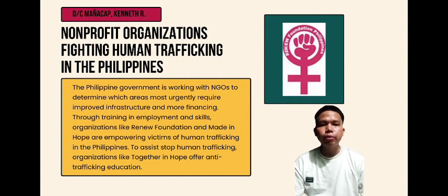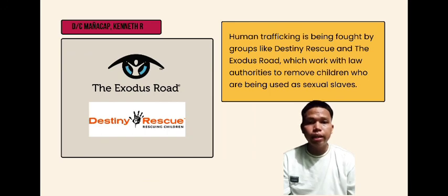The Filipino government is partnering with NGOs to identify the areas where better structures and increased funding are most needed. Organizations such as Renew Foundation and Made in Hope are empowering survivors of human trafficking in the Philippines through livelihood and skills training programs. Organizations like Together in Hope are providing anti-trafficking education to help prevent human trafficking. Organizations like Destiny Rescue and the Exodus Road are fighting human trafficking through intervention, in which they partner with law enforcement to remove children being exploited in sex trafficking. Although the battle against human trafficking seems never-ending, it is the tireless work of dedicated NGOs in partnership with the local government and local law enforcement that brings us a step closer to eliminating human trafficking in the Philippines.